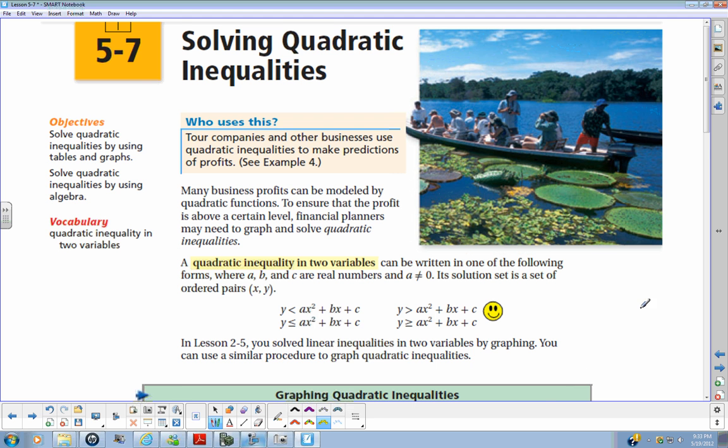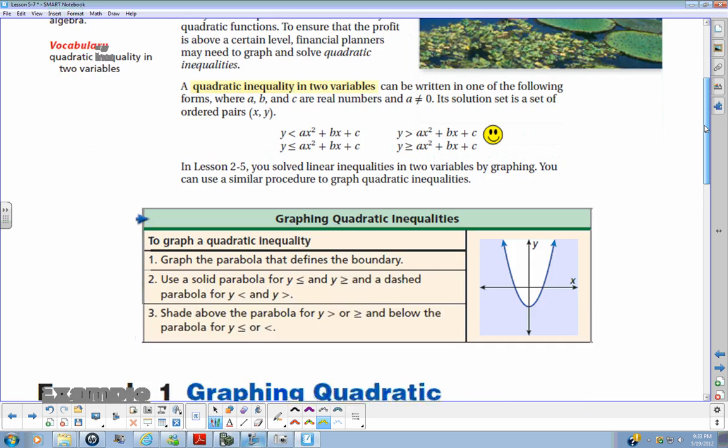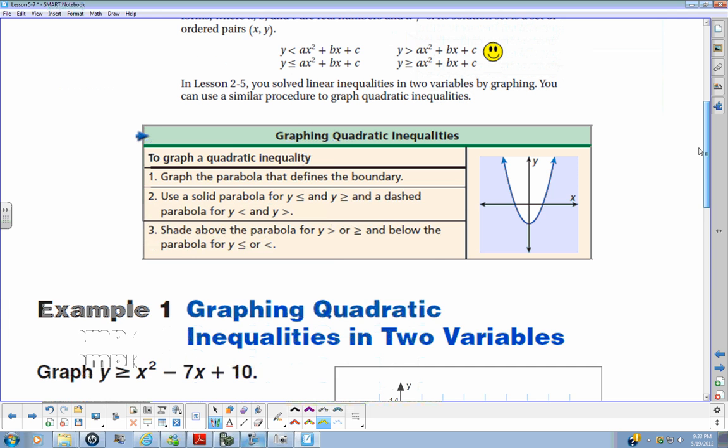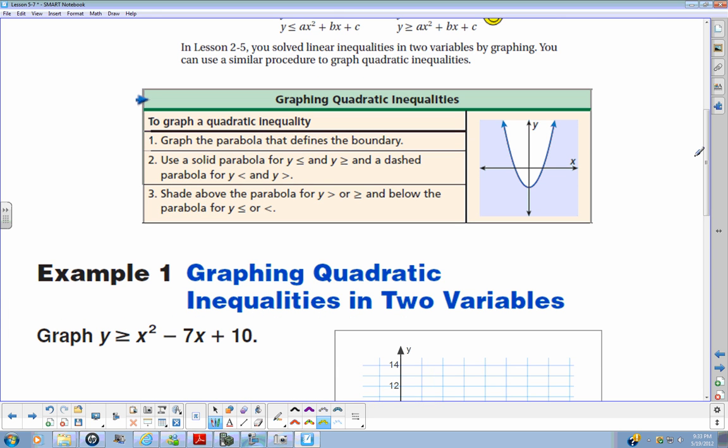when we graph. So when we do graph, we have a couple of rules here. First, it says to graph the parabola that defines the boundary. And we use, like I just said, a solid line if it's less than or equal to, dashed line if it's just greater than or less than. And then we'll shade above the parabola when it's greater than, and below the parabola when it's less than. And I'll show you how we're going to use a point to be able to determine that also.